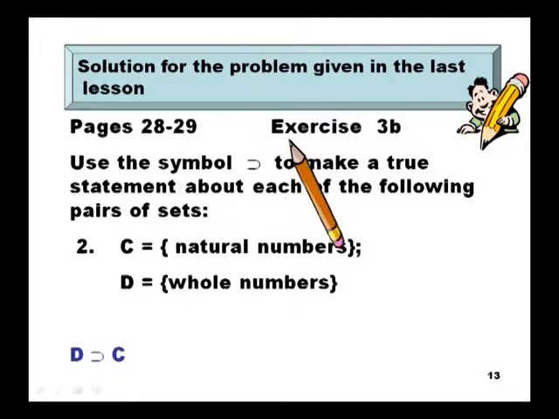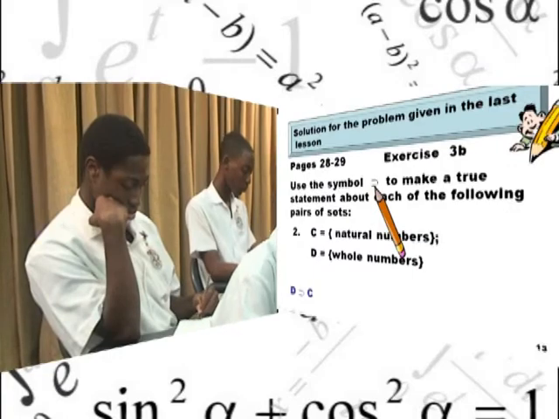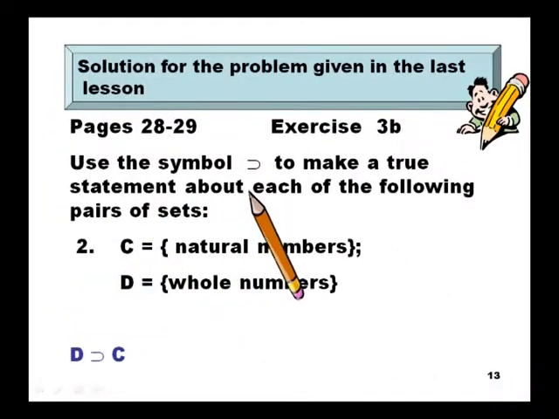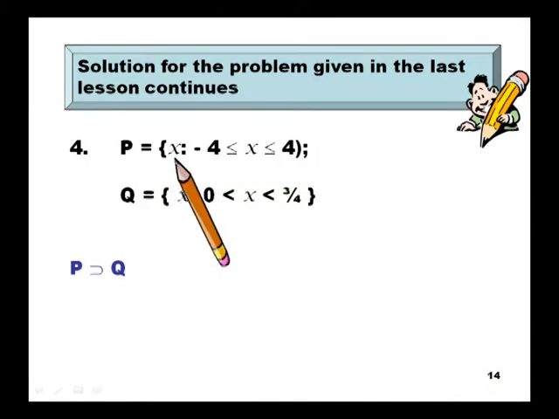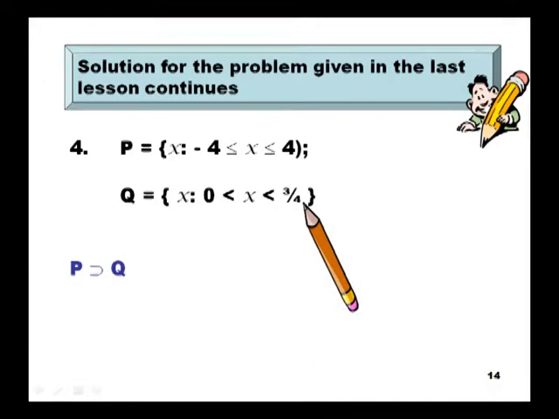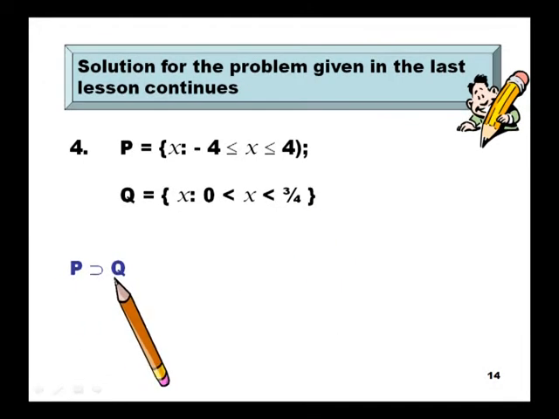Use the symbol contains to make a true statement about each of the following pairs of sets. 2. C is equal to the set of natural numbers. D, the set of whole numbers. D contains C. 4. The set P is equal to X such that X is greater than or equal to negative 4, less than or equal to 4. The set Q is equal to X such that X is greater than 0, less than 3/4. P contains Q.